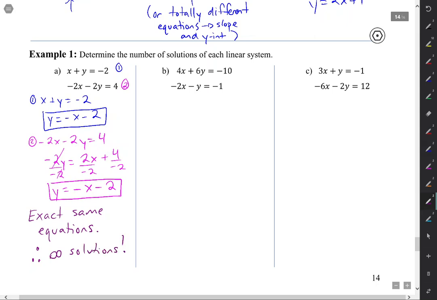So now let's try the second one. Again, I'm just going to label them equation 1 and 2 to help keep us a little bit organized. So for equation 1, let's convert that into slope-intercept form.